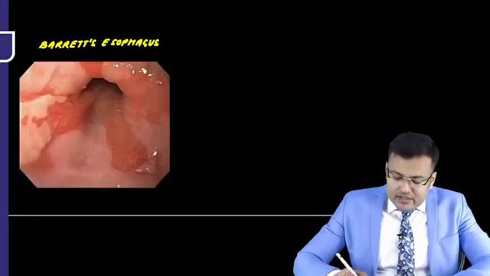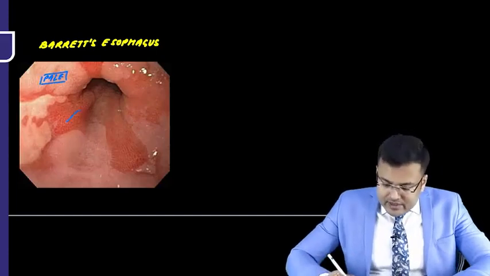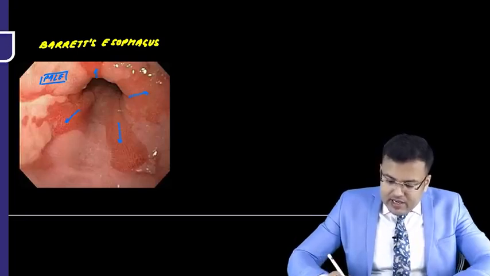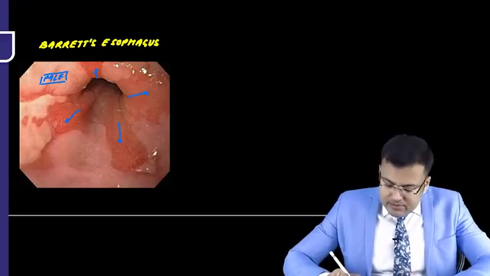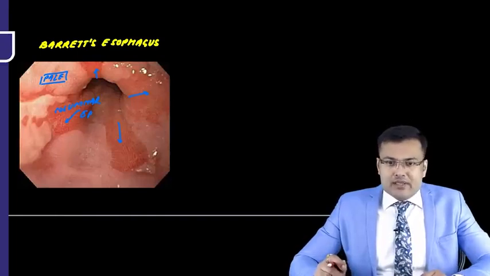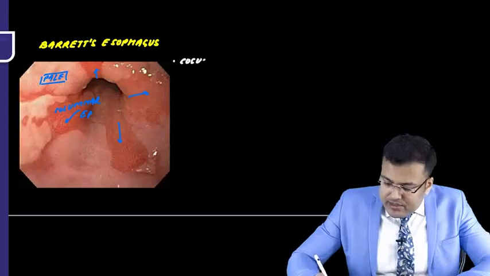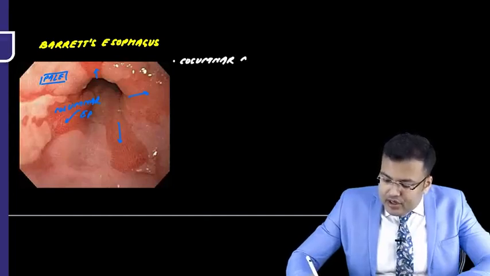See this image. Here you can see pale squamous epithelium, and in between there is a tongue like projection. This tongue like projection is red velvety mucosa. What is this red velvety mucosa? This is the columnar epithelium. In the lower part of the esophagus, some squamous epithelium is replaced by columnar epithelium. This is known as columnar metaplasia, and this is Barrett's esophagus, which is characterized by columnar metaplasia.